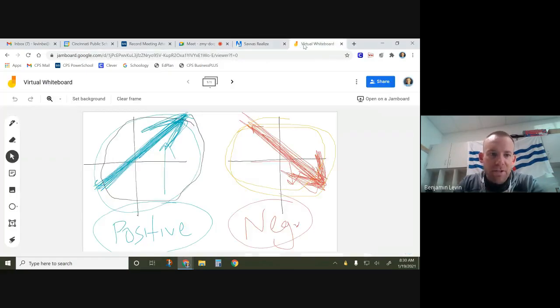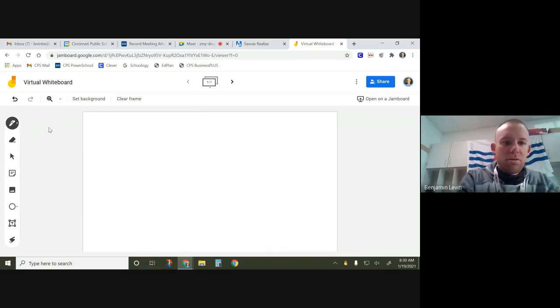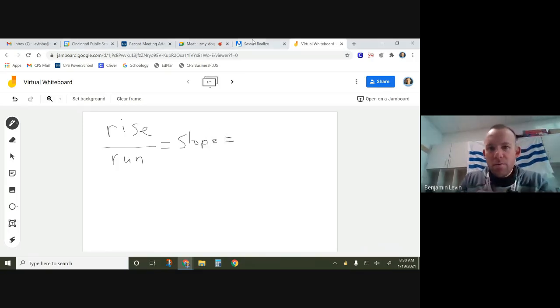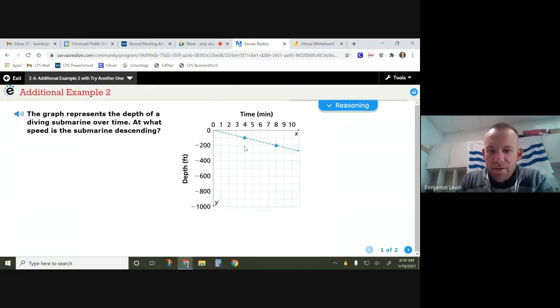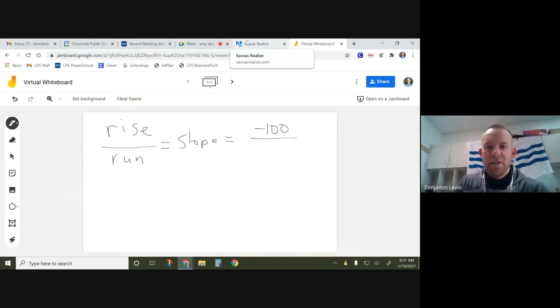So I'm going to come over here to the Jamboard and I'm going to write: rise over run is our slope, which equals our rise, which was negative 100. That's our rise. That's the top number of our fraction in our slope.